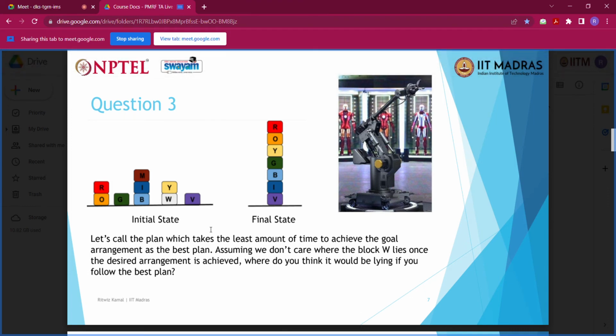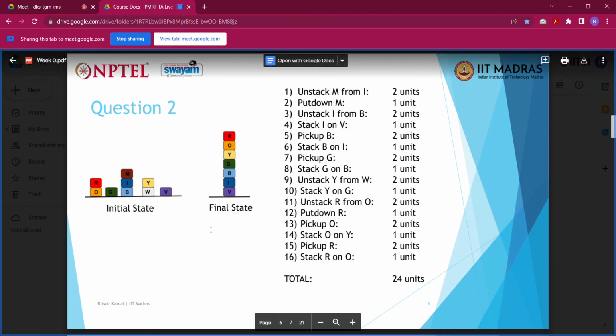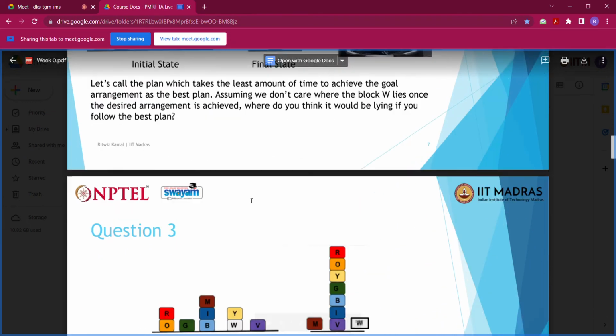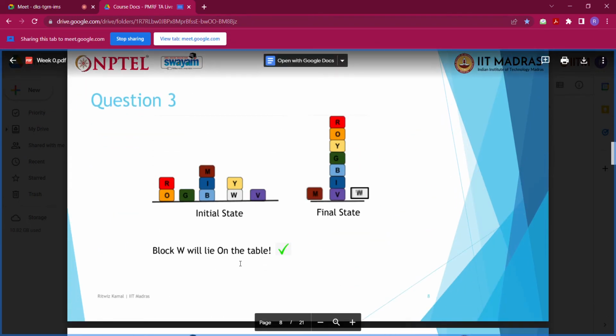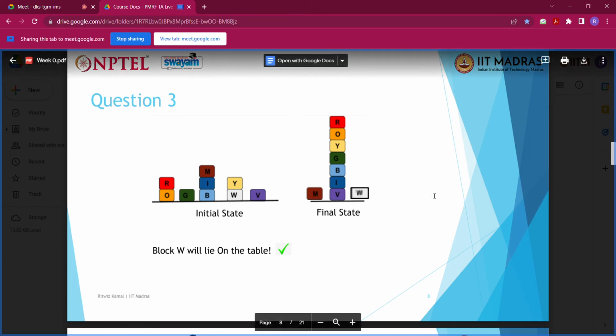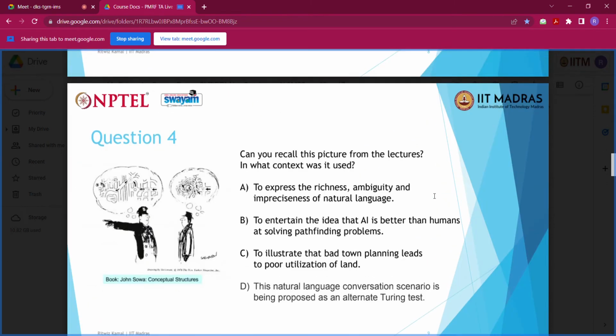Now if you remember, in the previous question, we had removed Y from top of W and then we had not touched W, right? So it makes sense that W would remain on the table. Let's look at the answer. And it is correct, in fact. Block W will lie on the table, just like block M which will also lie on the table. Okay, let's move on to the next question.